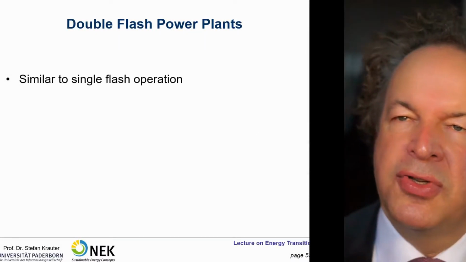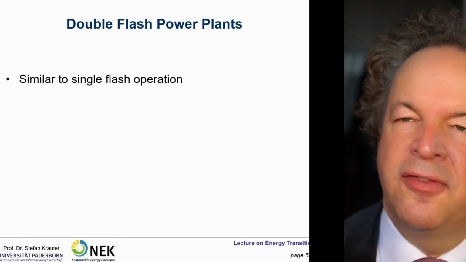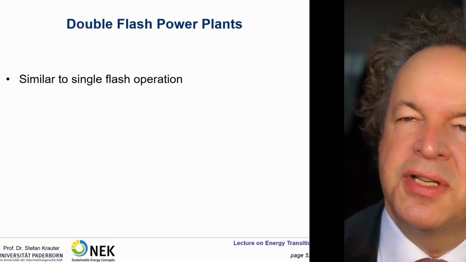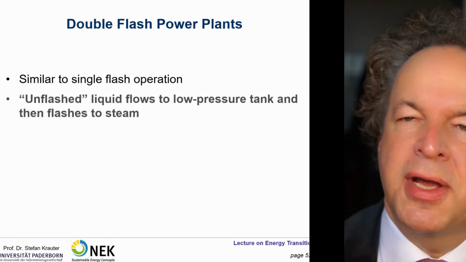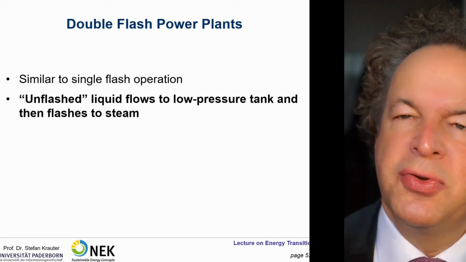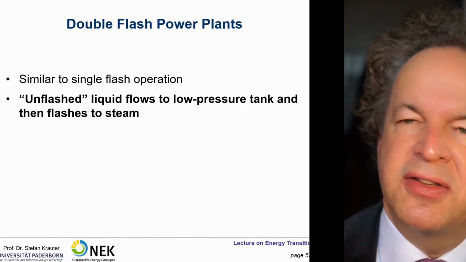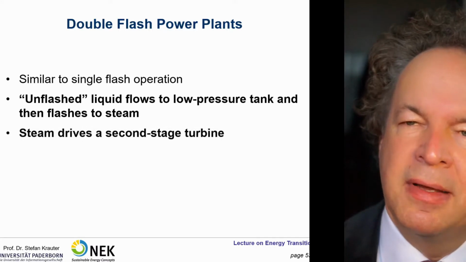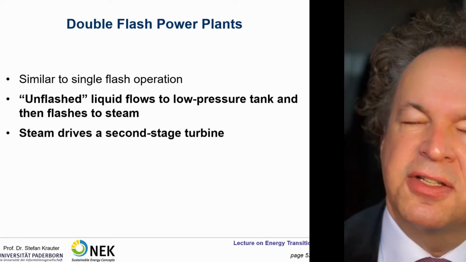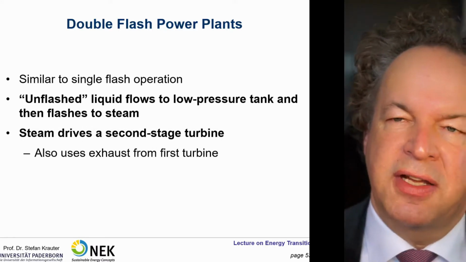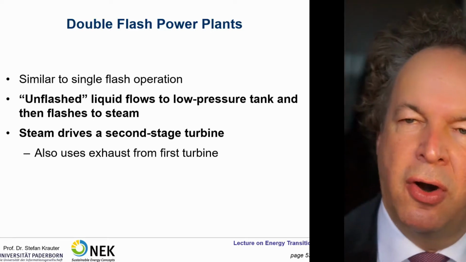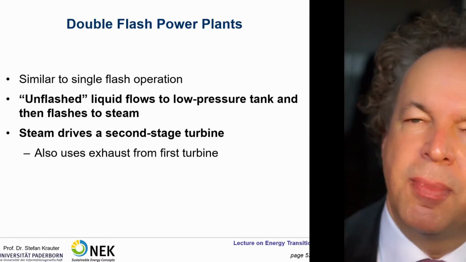You can also use a double flash, which has a higher efficiency, but the procedure is similar to single flash operation. So you still use the unflashed liquid in an even lower pressure tank, and then some of the rest flashes also to steam. The steam drives a second stage turbine. To drive the second turbine, you may also use hot exhaust from the first turbine.